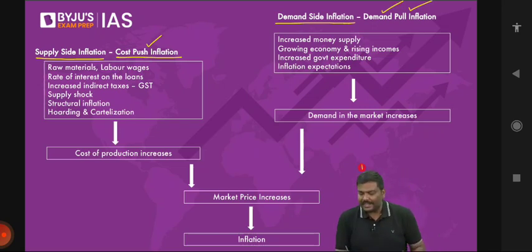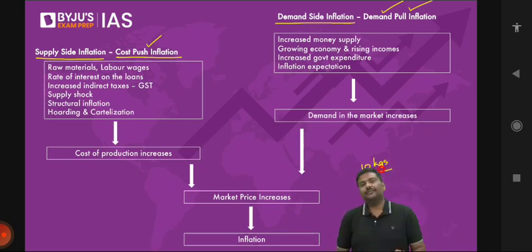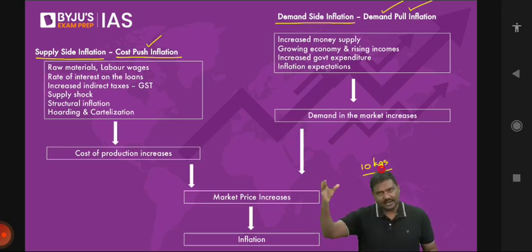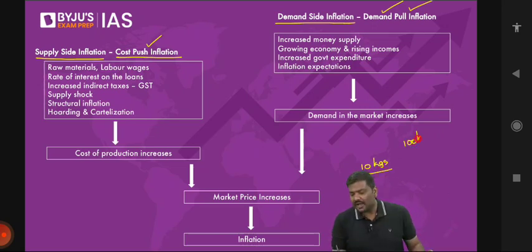Let me give a very simple example. Imagine there are only 10 kgs of onion in the market. All of you will go to the market, and the total demand, all of you want to purchase onion. Together, everybody wants to purchase 100 kgs of onion. So the demand is 100 kgs and the supply is how much? 10 kgs.